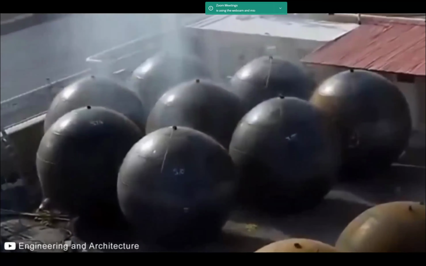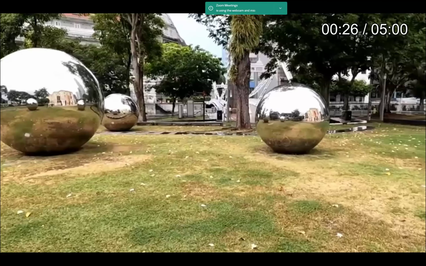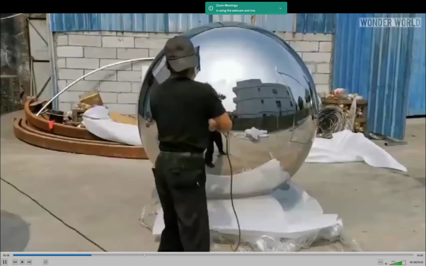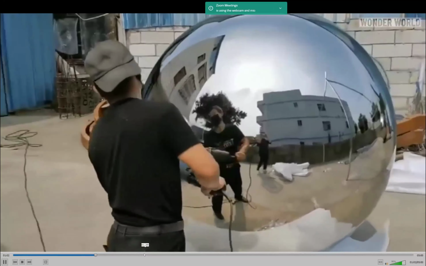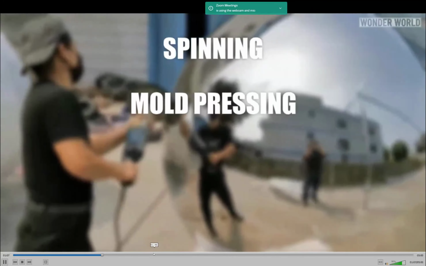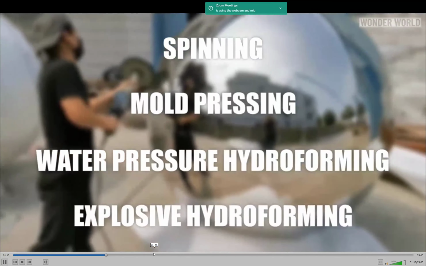The video usually only lasts a few seconds. It's for art. Based off my research, there seem to be 4 common ways to create a hollow metal sphere: spinning, mold pressing, water pressure hydroforming, and explosive hydroforming. What you saw is explosive hydroforming.